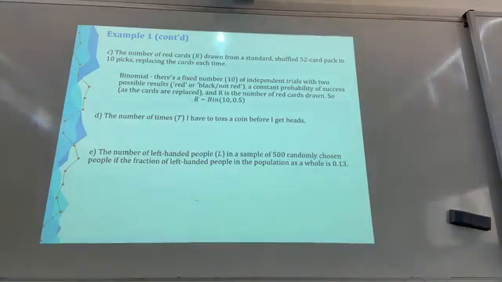Don't think about the joker. We don't include the joker in this situation. What about the number of times T I have to toss a coin before I get ahead? No, not fixed, since the number of trials is not fixed. Thank you. E, the number of left-handed people, L, in a sample of 500 randomly chosen people, if the fraction of left-handed people in the population as a whole is 0.13.